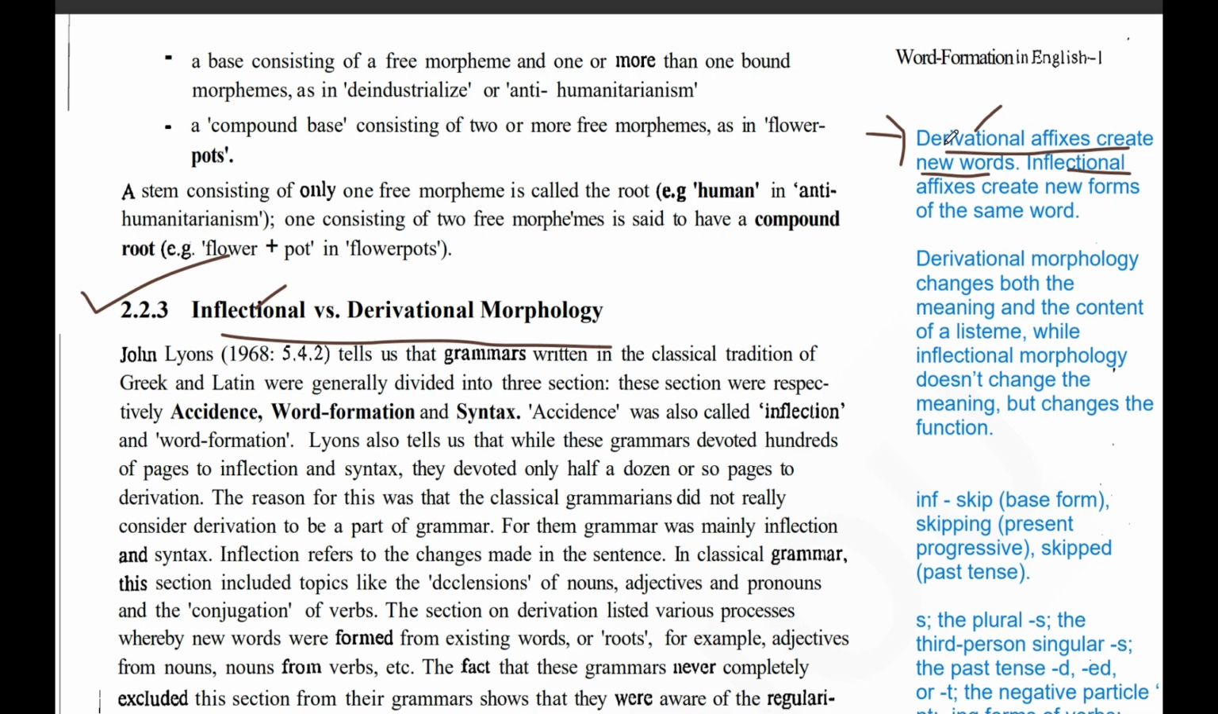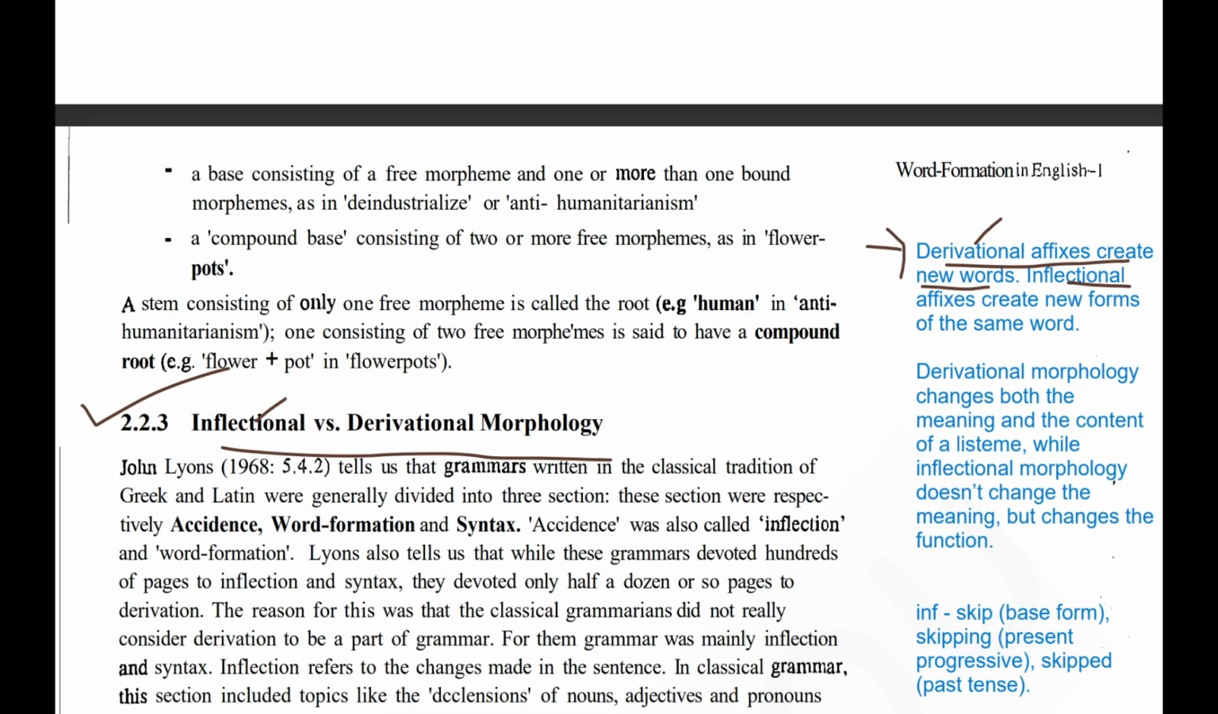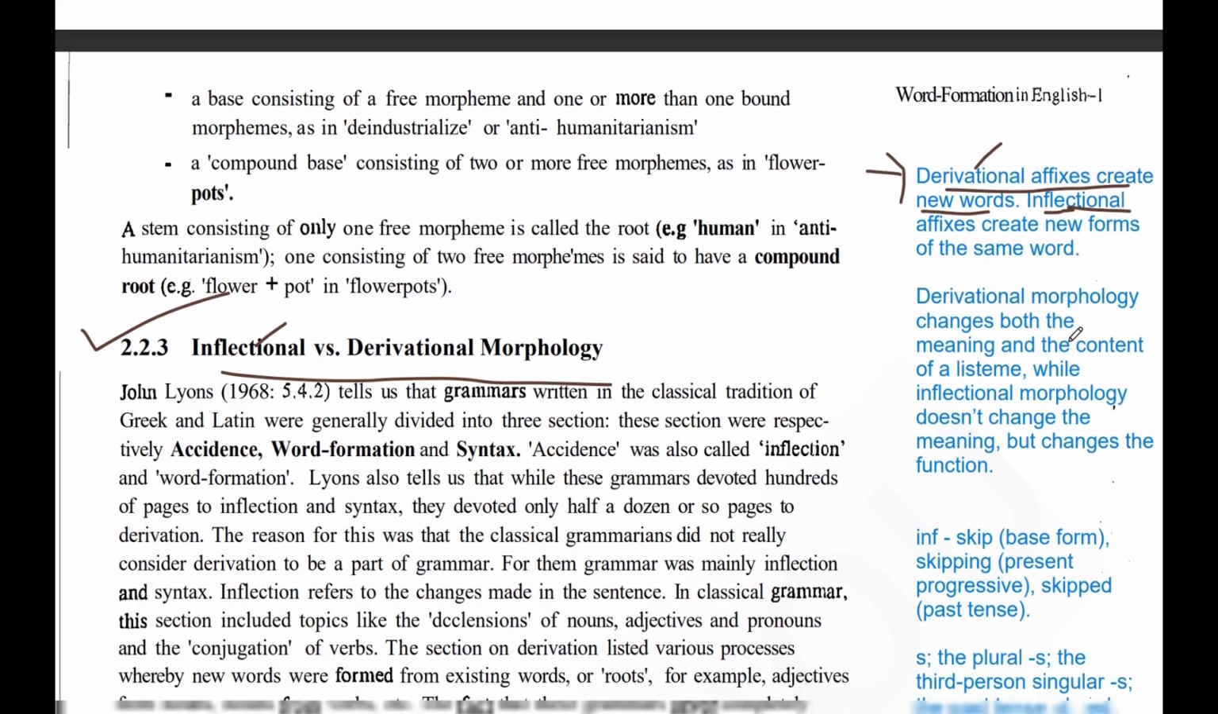For example, when I took industrialization here, when I added de, that just entirely changed the meaning of this word. Inflectional, on the other hand, will just change a little bit, like boy, boyish. We are still talking about the boyish charm or the qualities which a boy has. So this is your inflectional affix.